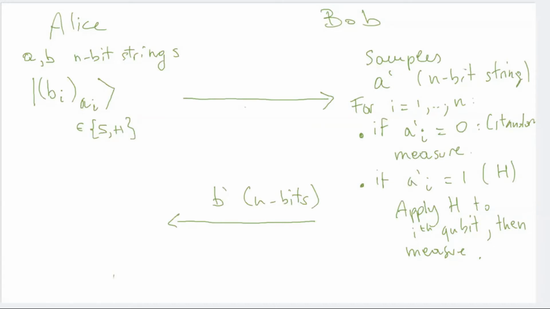And Bob also reports the choice. Oh no, sorry, I said it wrong. So you don't report B prime. You report your choice of basis, right, Eric? You report the choice of basis in this formulation.